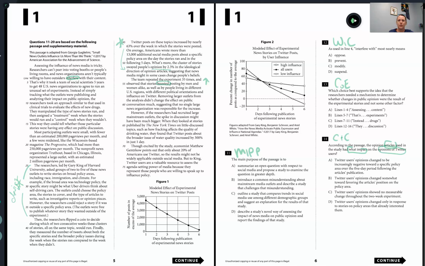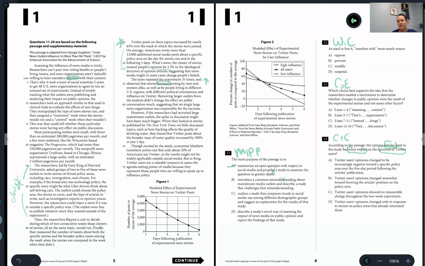Summarize open questions with respect to social media and propose a study to examine the question in greater depth. Well, the issue with that is that they didn't just propose a study, they ran it. So we can get rid of that one because the end is incorrect. Introduce a common misunderstanding about mainstream media outlets and describe a study that challenges that misunderstanding. Well, it seems like that study actually agreed with this idea.